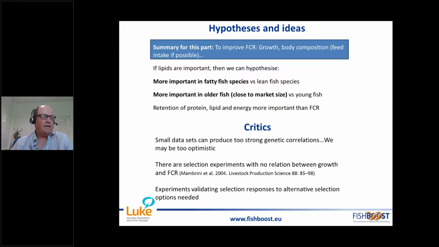And then a very important thing is that we need to make studies that validate how the alternative selection options work. We have clear, let's say, logical pathways for why we should see, for example, that lipid deposition works, but it would be nice to get very nice experiments validating these observations.